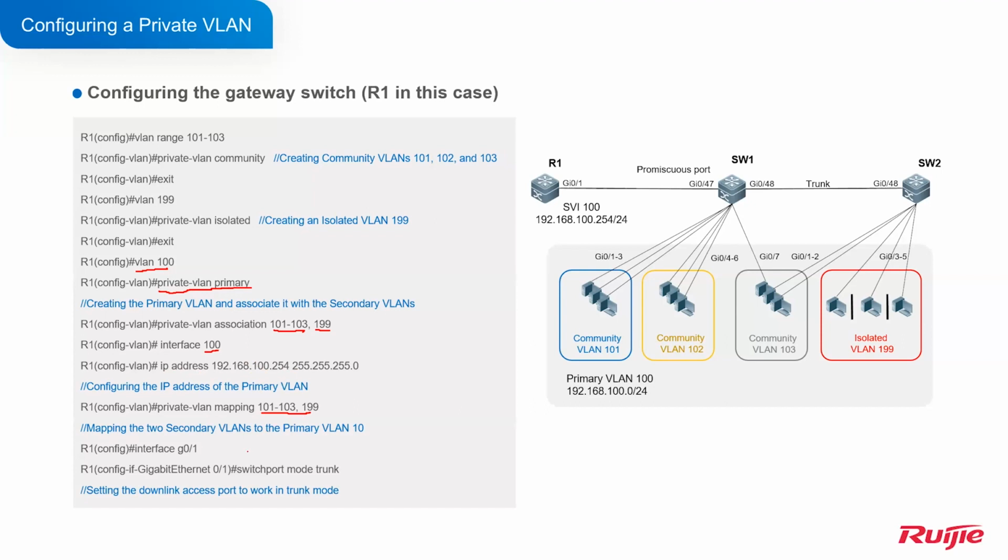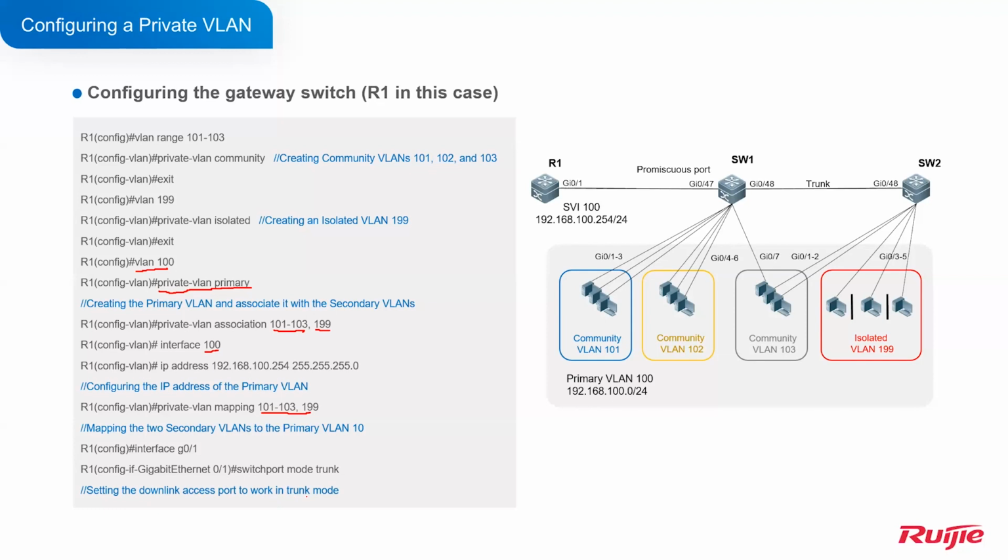And interface G0/1, switchport mode trunk. Set the downlink access port to work in trunk mode. Okay, this is about the configuration of the private VLAN. Right? It's a little more complex than the configuration of super VLAN, right? But actually, it's not difficult to understand. So you need some practice to master the configuration here, right?